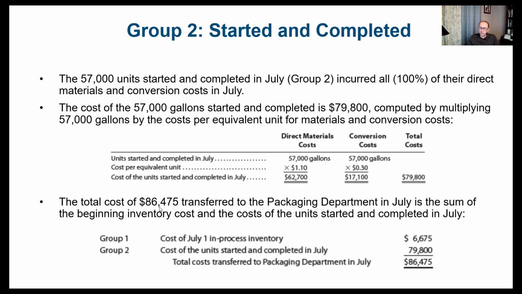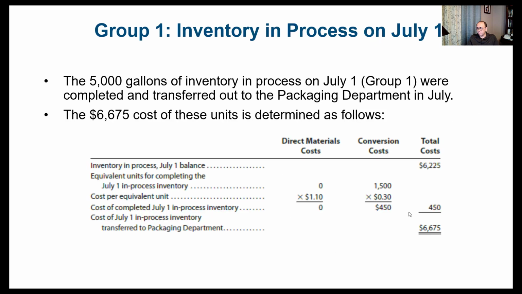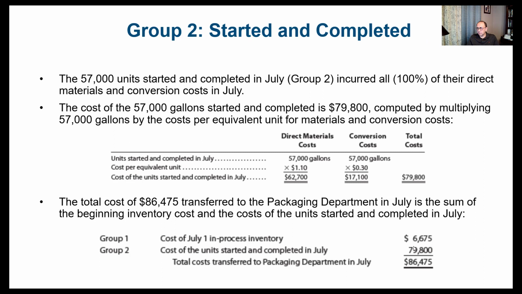The total cost of $86,475 transferred to the packaging department in July is the sum of Group 1 and Group 2. So we had $6,675 from the previous slide, and then $79,800 from this value here. Add them together, that's $86,475. That's the total cost transferred to the packaging department in July.